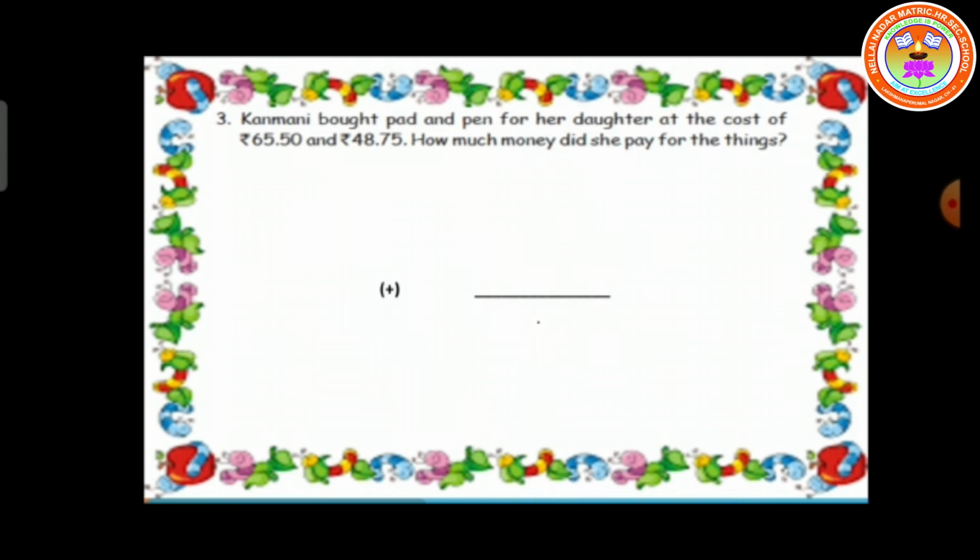Kanmani bought a pad and pen for her daughter at the cost of 65 rupees 50 paise and 48 rupees 75 paise. How much money did she pay for the things? So answer.